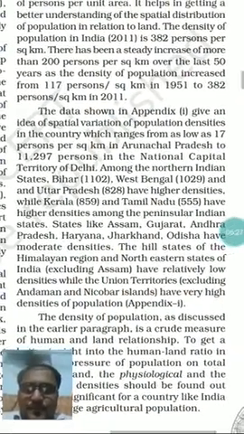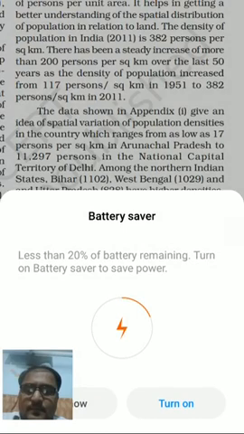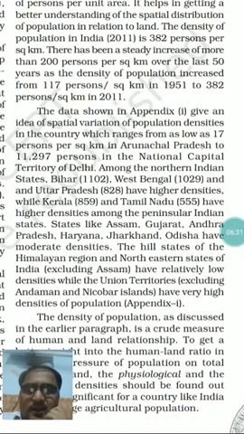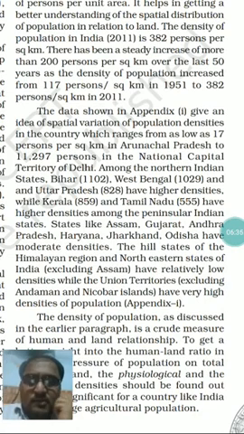So by now you have understood what the changes in population have been in the last 50 to 60 years, why density is important, what density is, and what the relation is between the land and the person, or citizen, or the people.